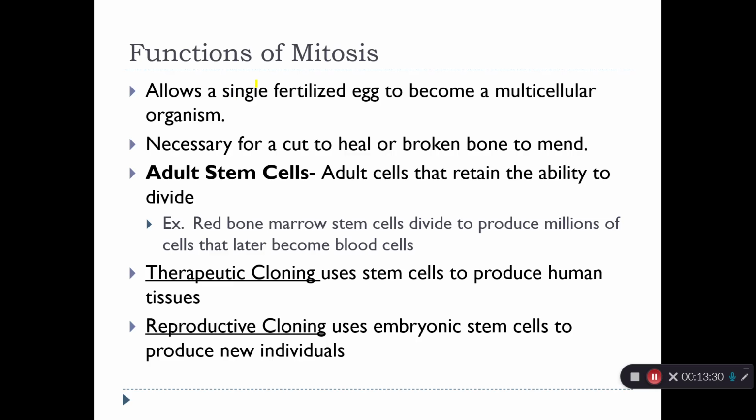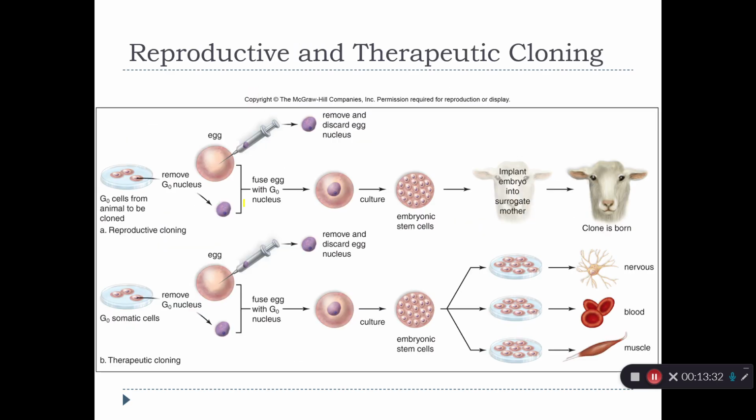Okay, let's make sure you understand. This is a picture of reproductive and therapeutic cloning. You can see Dolly the sheep. I remember I was a little girl when Dolly was made. It was such a big deal. My mom was a science teacher, and so she taught me all about it when it happened. But then here is therapeutic cloning that can make nerve cells, blood cells, muscle cells.